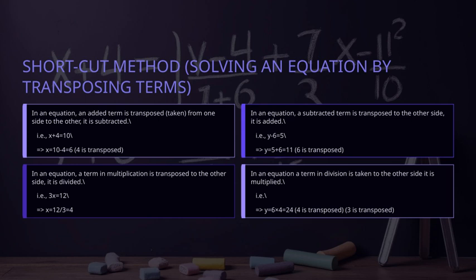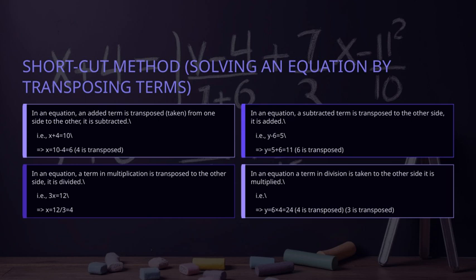For example, if we have x plus 4 equals 10, we can transpose the 4 to the other side by subtracting 4 from both sides, giving us x equals 10 minus 4, which is 6. Similarly, if there's a term in multiplication, like 3x equals 12, we transpose it by dividing both sides by 3, so x equals 12 divided by 3, which is 4. This is a quick way to isolate the variable.